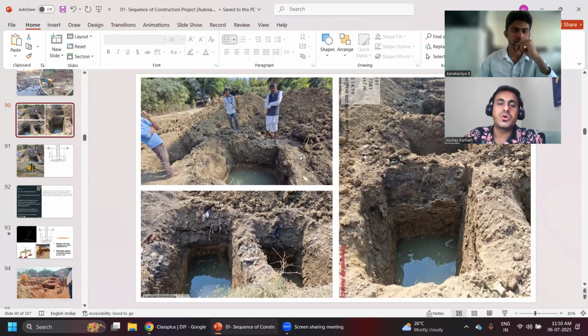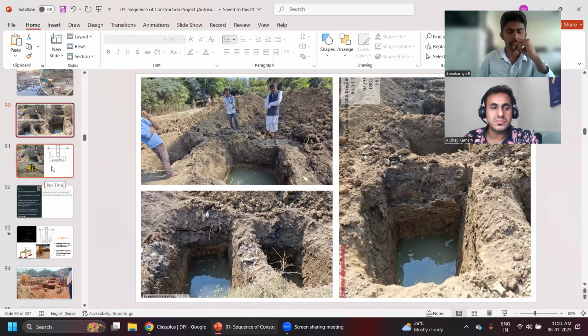Sir, let's say there are 10 footings, and the footings are, say, 6 feet deep. You dig another pit which is around 7 to 8 feet. All the water from the footings will reach that pit, and in that pit you put a pump and do the dewatering. Okay.